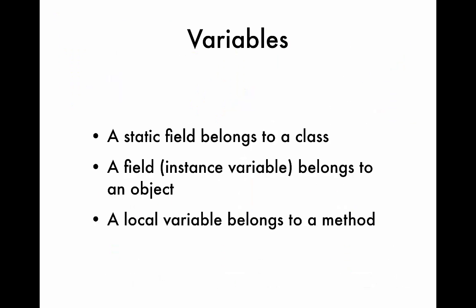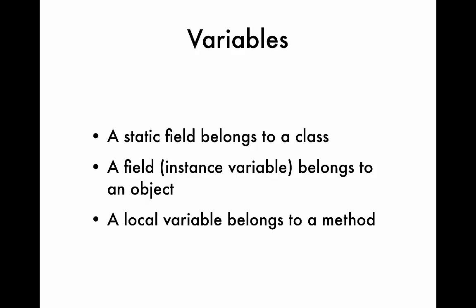We say that a static field belongs to the class. A regular field, a non-static field or instance variable, belongs to an object. And a local variable, including parameters, belong to a method. Since we've also talked a little about memory in the last video, it may be helpful to know where each of these kinds of variables reside in program memory.